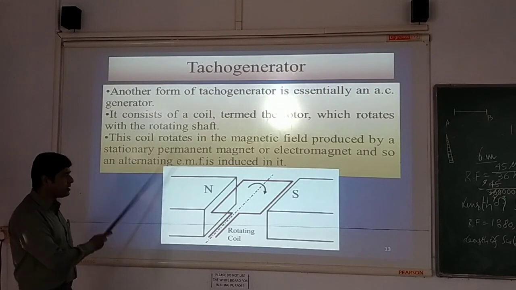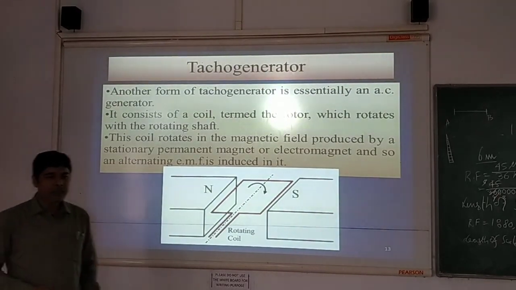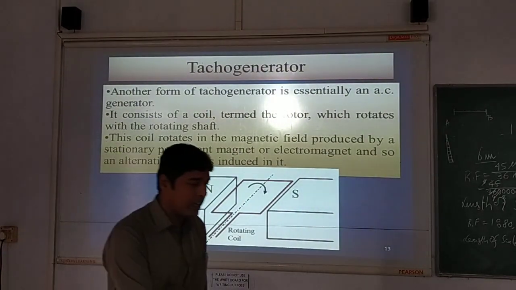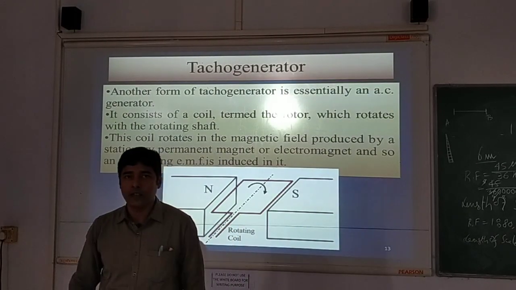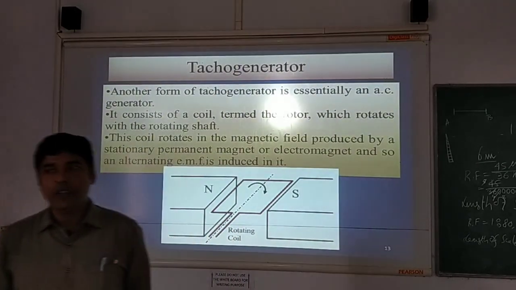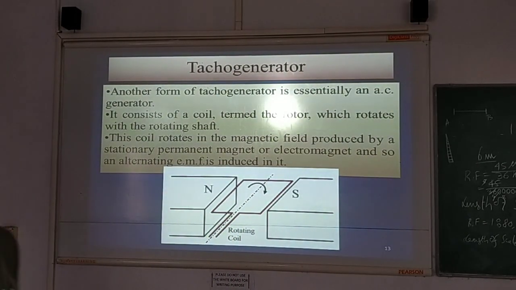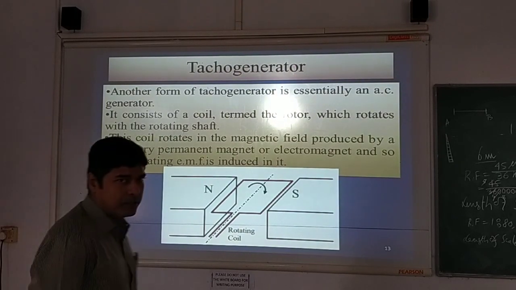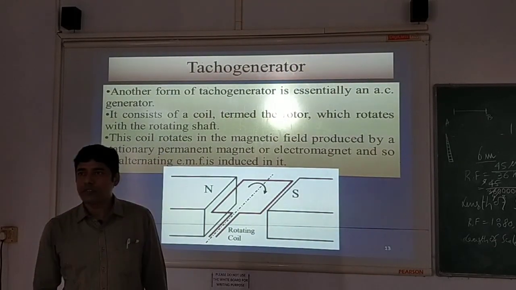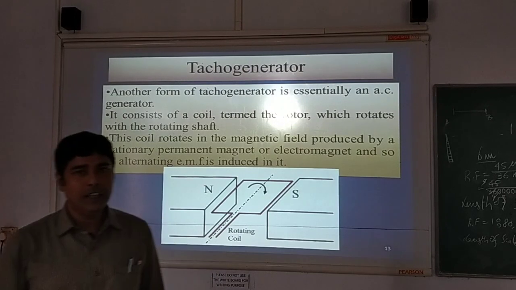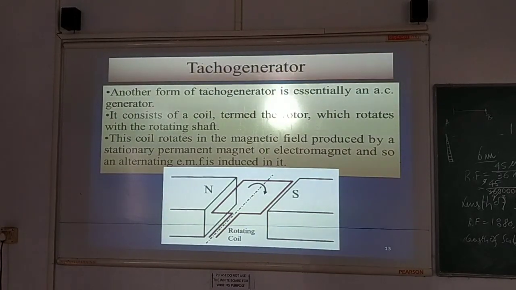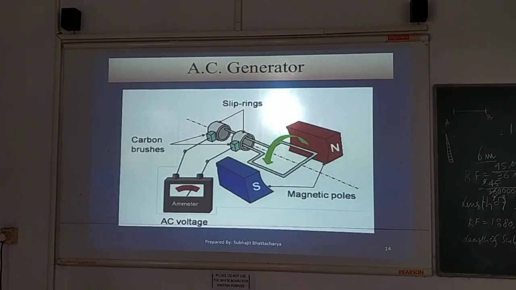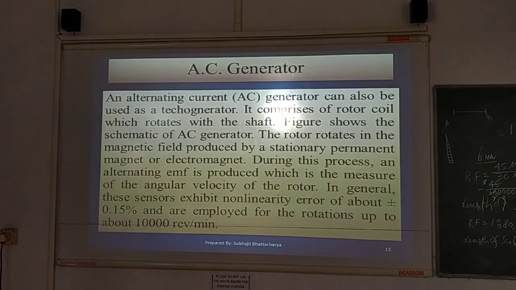And as previously, the peak amplitude or the RMS value of the induced EMF will depend on the angular velocity, or is directly proportional to the angular velocity. So this can be a measure of angular velocity like this. So AC generator can also be used as a sensor. So this is the construction. I guess all of you know this.